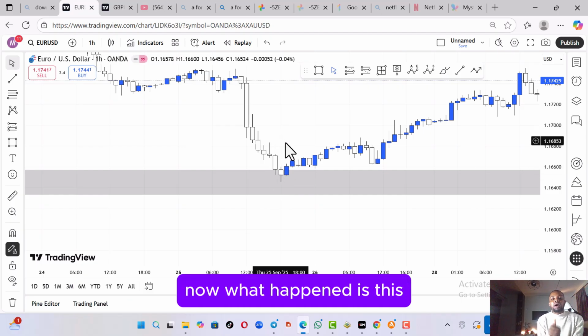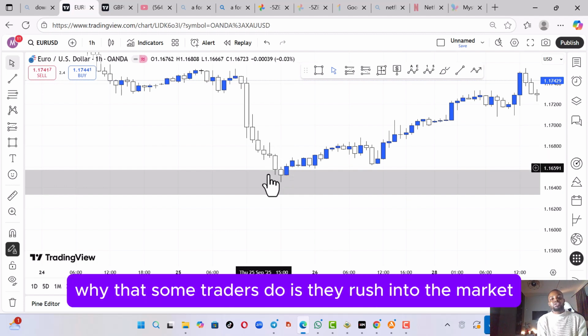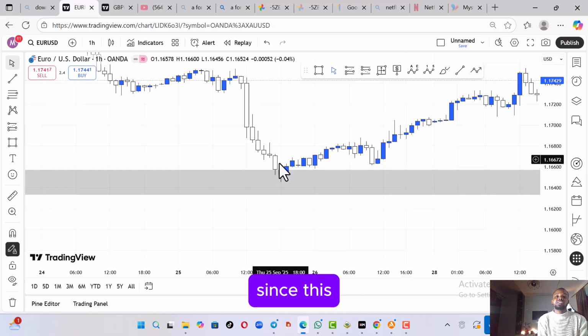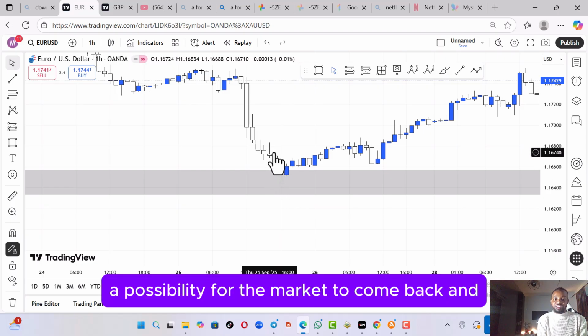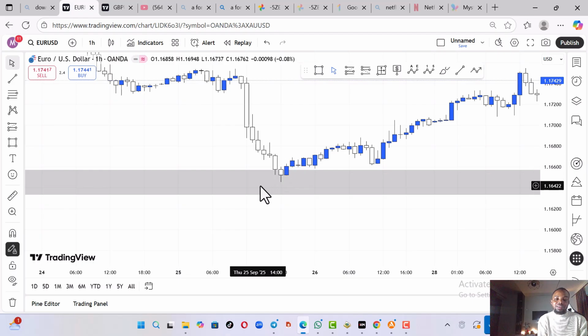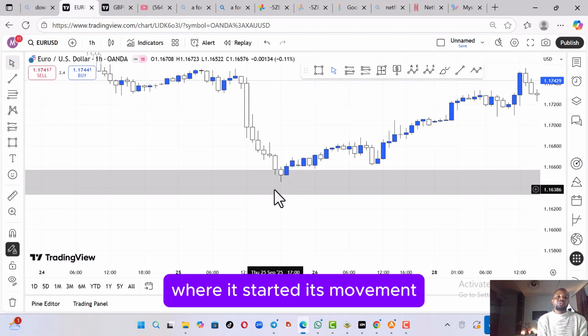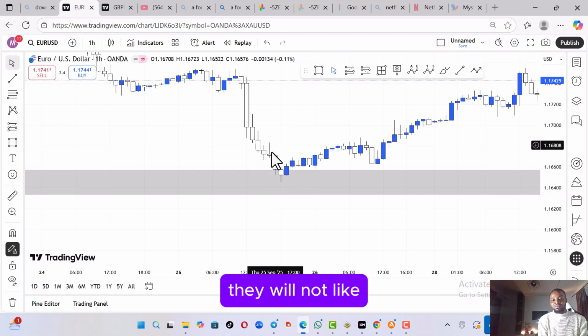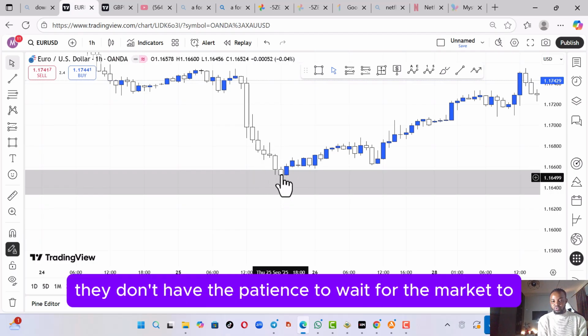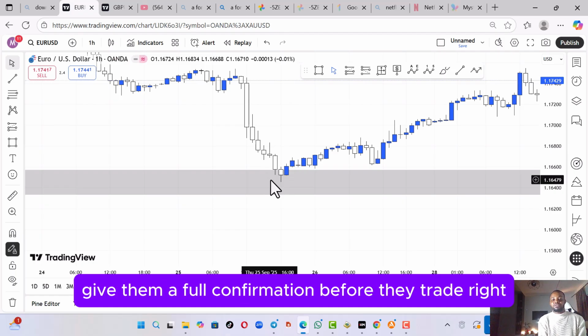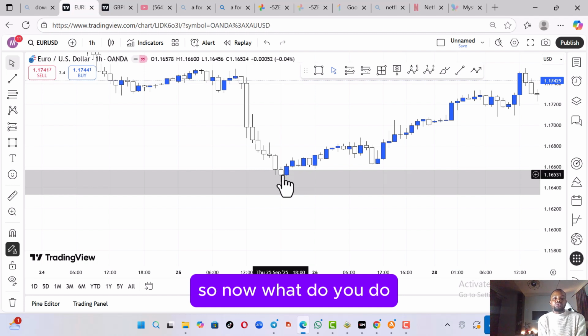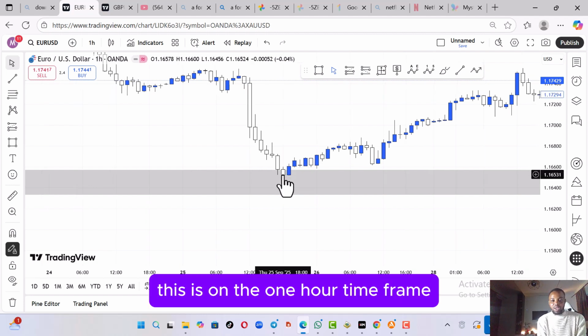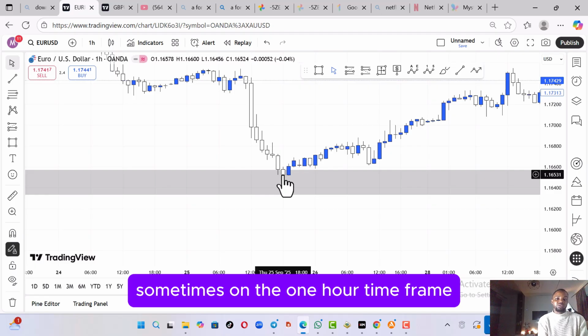Now, the mistake that some traders make is they rush into the market because there is a possibility for the market to come back and retest that particular zone where it started its movement. Some people will not want to wait. They don't have the patience to wait for the market to give them a full confirmation before they take the trade, right? So now what do you do? This is on the 1 hour time frame. I like to get my confirmation sometimes on the 1 hour time frame.